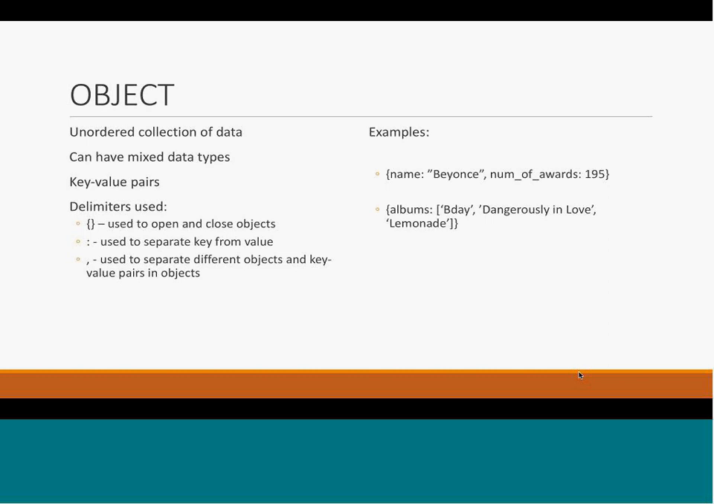Numbered is the key, 195 is the value. Again, as I mentioned, you can have mixed data types within objects. For example, you have an object because you have curly brackets, and you have albums, which is the key, and its value is a what data type? You know it's an array.